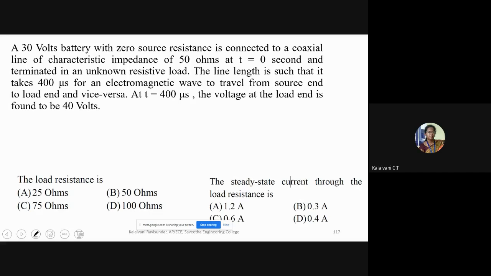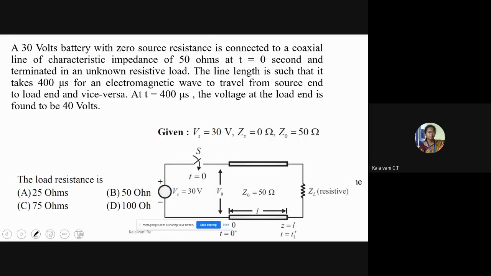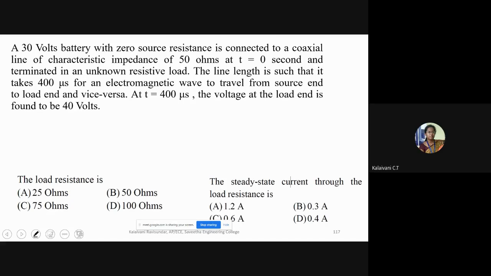The line length is such that it takes 400 microseconds for an electromagnetic wave to travel from the source to the load end and vice versa. So traveling time is 400 microseconds in the transmission line. So at t is equal to 400 microseconds, after one transmission, the voltage at the load end is found to be 40 volt. So by the given data, the question is to find the load resistance and the steady state current through the load resistance.